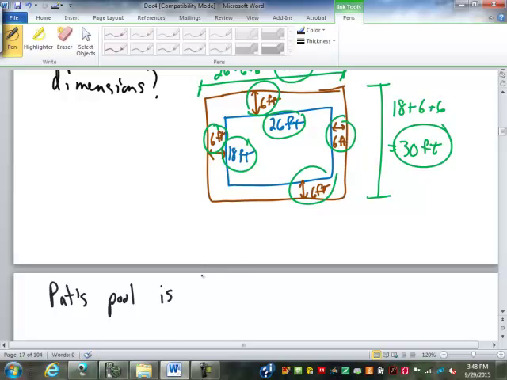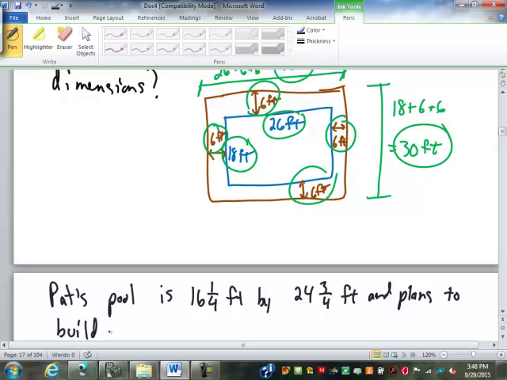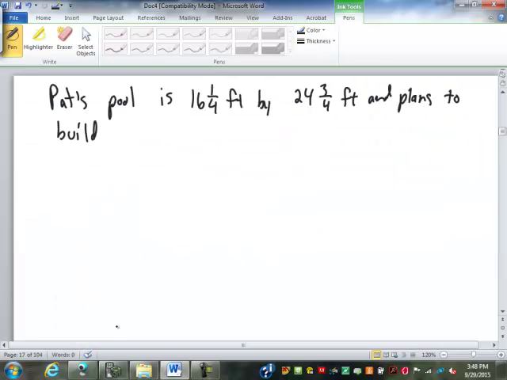Let's say that Pat has a pool that is 16 1/4 feet by 24 3/4 feet, and plans to build a 6 1/2 foot deck around it. Once again, find the overall dimensions.